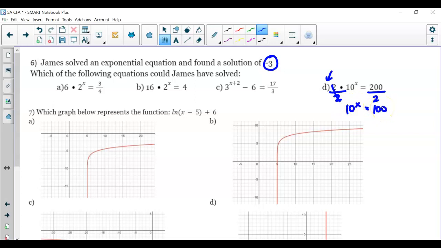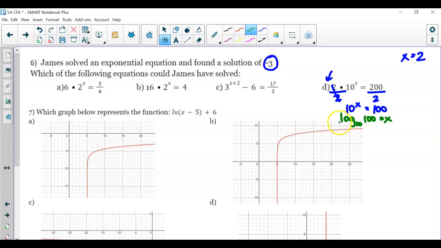So now we could actually use mental math here. 10 to the what power is equal to 100? Well, x is equal to 2 because 10 to the 2nd power is equal to 100. Now you could also continue writing this as the inverse. So I could write this as my log. So log, what's the base? Well, the base is 10. The log base 10 of 100 is equal to x.